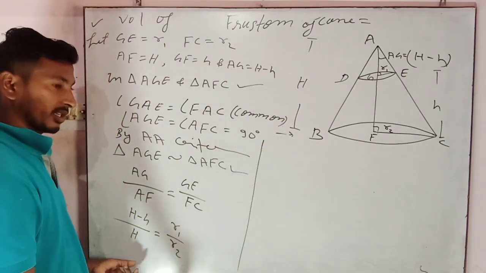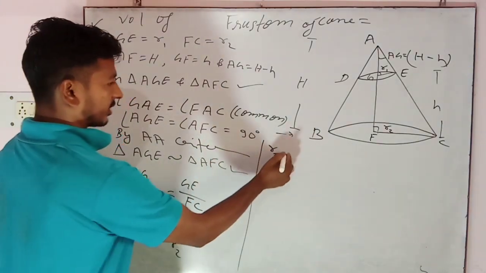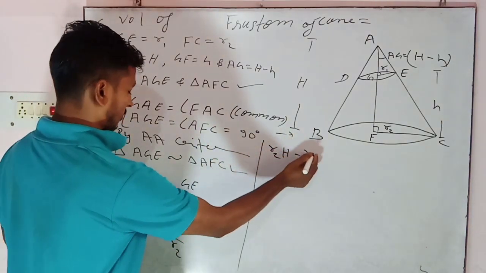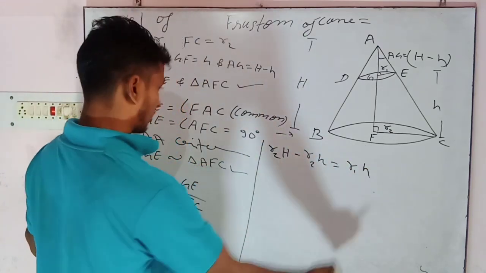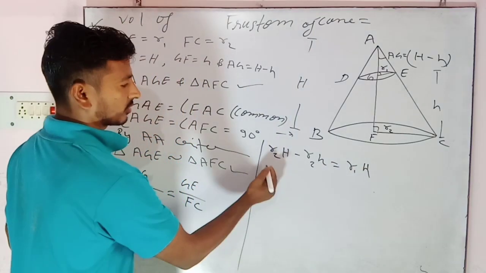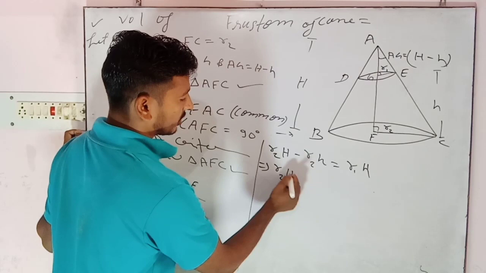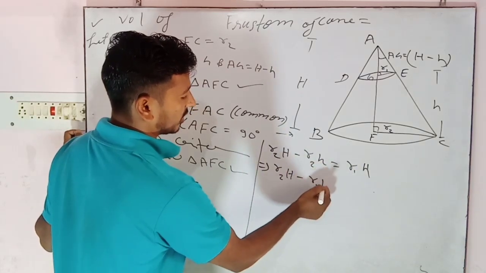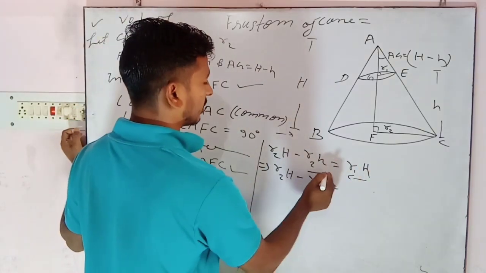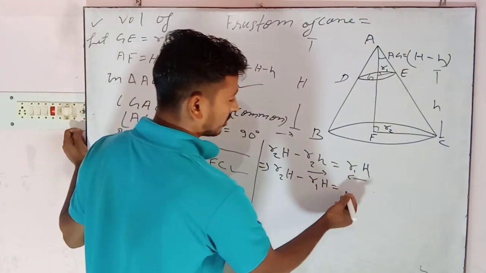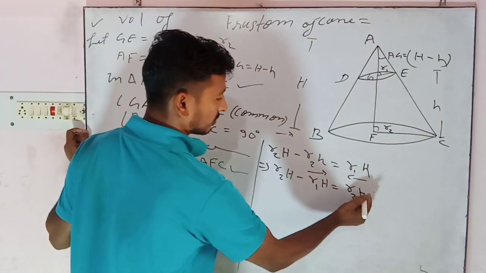Now we do cross multiplication here. So we can write R2H minus R2 small h by R1 capital H. Now can we write R2H, this we transpose, then it becomes R1H. We bring this to the left side and this we take to the right side, and then it becomes plus R2 small h.